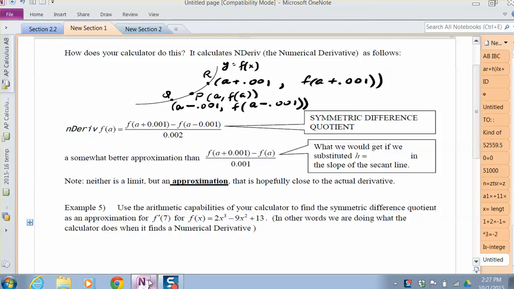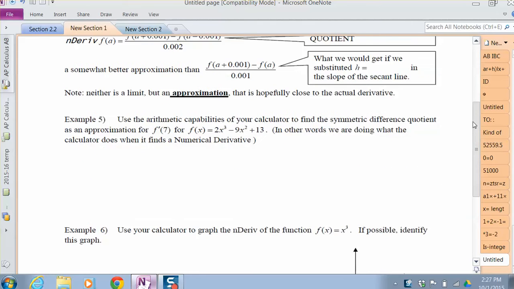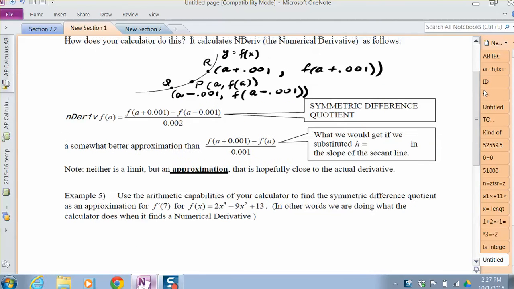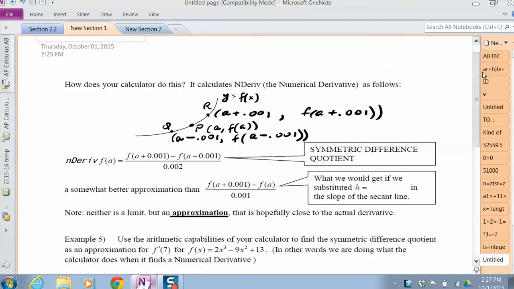Hello, welcome to a video on page 5 of the section 3.2 notes. We're actually not going to do all of page 5, but what we are going to talk about is what is happening with the calculator when you calculate the numerical derivative, and then do examples 5 and 6. We won't get much further past example 6.